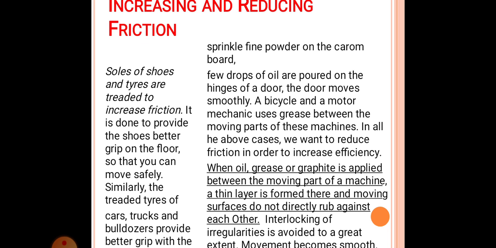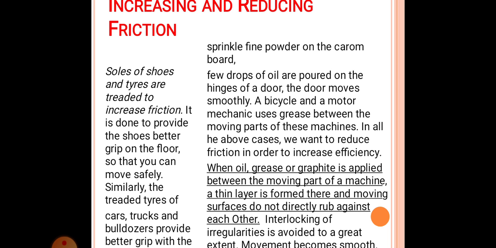Methods to increase and reduce the friction. The soles of shoes and the tires generally have a special type of arrangement called treads, which increases the friction. Cars, trucks and bulldozers provide a better grip with this type of arrangement. Friction can generally be reduced by three methods: polishing the surface, using lubricants and aerodynamics.